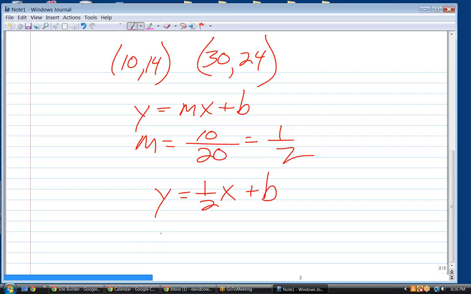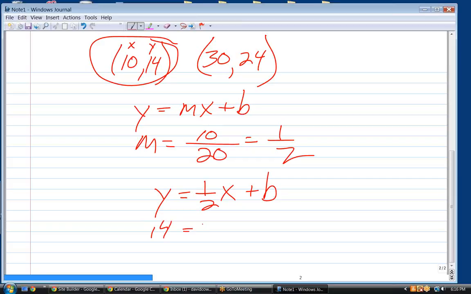I'm confused on how you solve for b. Pick one of the points. I picked the smaller one because it's got smaller numbers, which makes the math easier. Again, that's the x-coordinate, that's the y-coordinate. This equation has to allow that point to be on it. In other words, whatever equation we come up with, the point (10, 14) has to make it work.